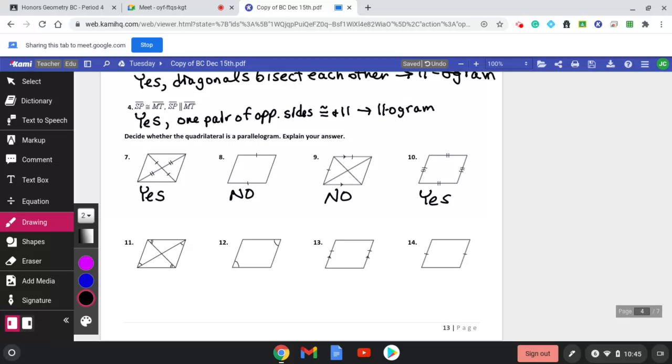Yes. Look, guys, I gave you alternate interior angles for these lines to be parallel and another set of alternate interior angles for these lines to be parallel. Good job, Ellie. That's a yes. Opposite sides parallel. How about 12? Enough info for 12?